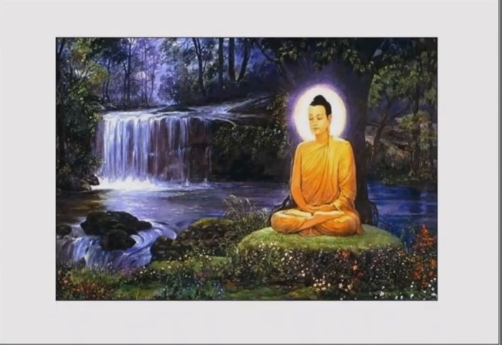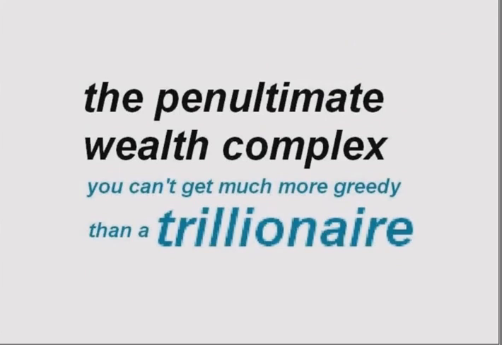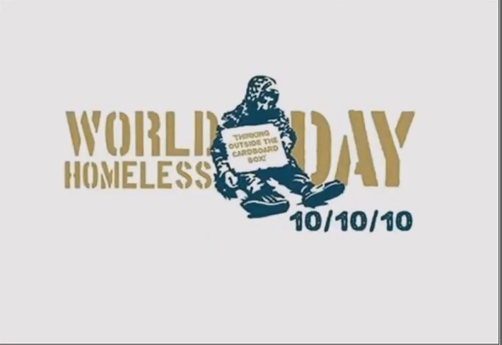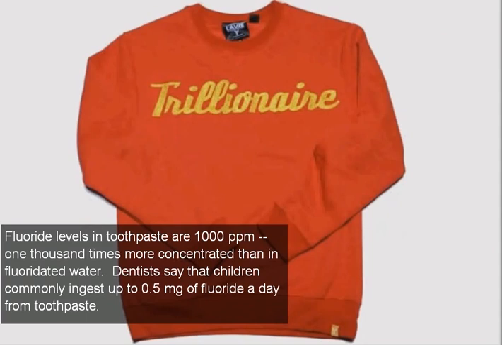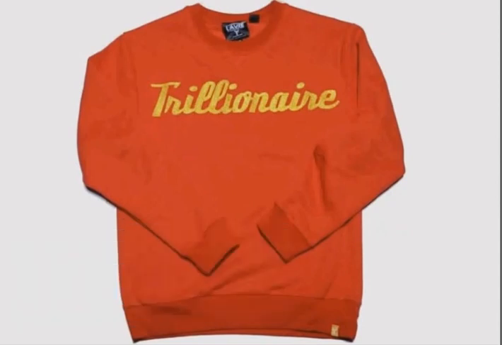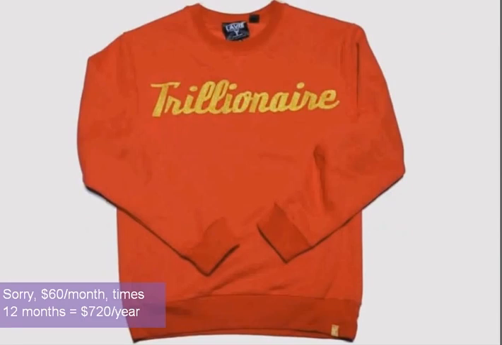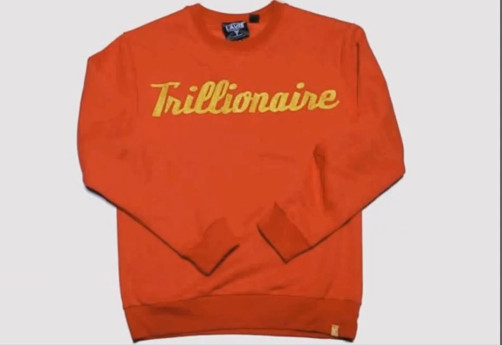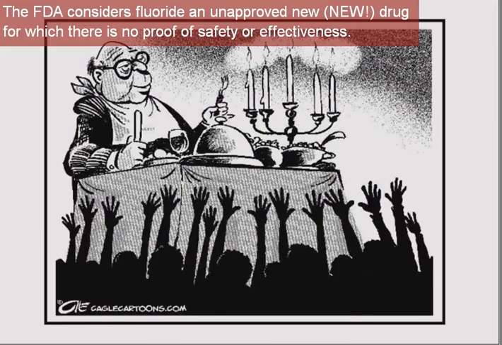This is the penultimate wealth complex. You can't get much more greedy than a trillionaire. Just think about it. How many people are homeless? Pick a number. How many people don't have a meal today? Let's say it's a billion. If you're a trillionaire, let's say you have $1 trillion. You could give each of those billion people $1,000. In some countries, they make $60 a month. That's $600 a year. You could feed everybody who's homeless, who's starving anyway, for a year and a half. Which is more important? Your big fat hunk of flesh, I'm sure these guys are not in shape, or making the difference in the lives of a billion people.